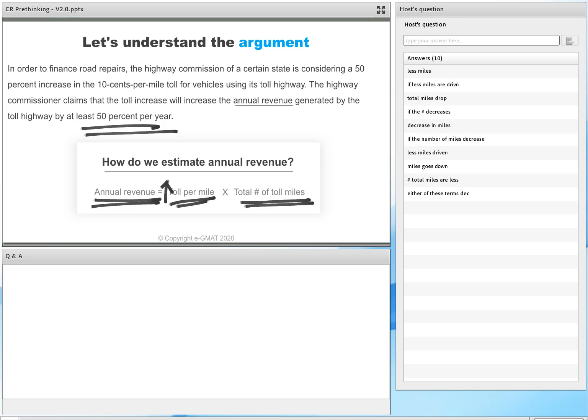Everyone gets that? How is the second statement the conclusion? No, the second statement is not the conclusion. The second statement combined with the question statement is the conclusion here. The question statement says, what's the assumption on which the commissioner's claim depends? What does the commissioner assume while making his claim that the annual revenue will increase by at least 50% this year? So the assumption is about a decrease in miles.